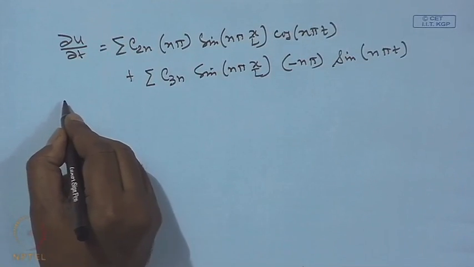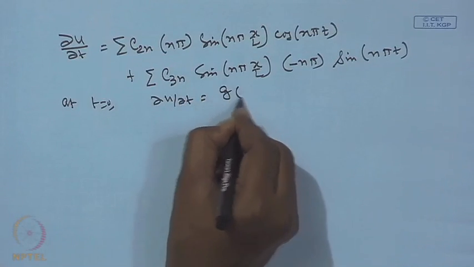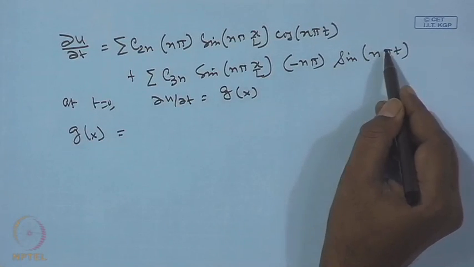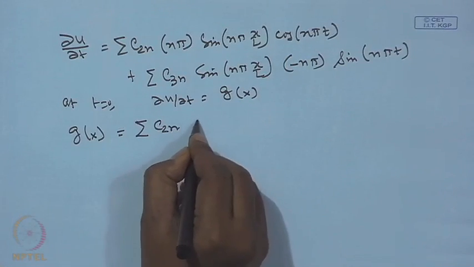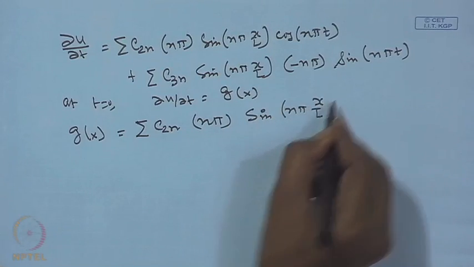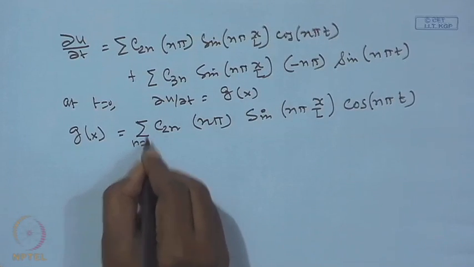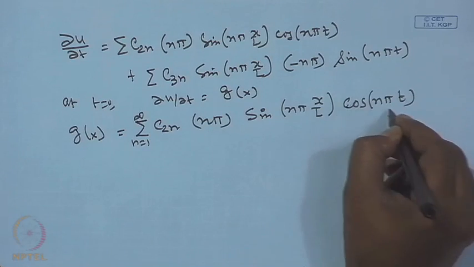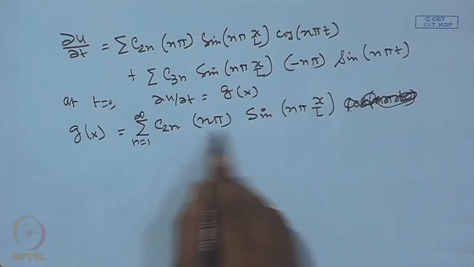Now, we put the boundary condition at t equal to 0, del u del t will be equal to g(x). So, g(x), when you put t equal to 0, the second term will vanish, but the cos 0 becomes 1. So, C2n will survive: C2n nπ sin(nπx/L). Since we are putting t equal to 0, it becomes cos 0, so this cosine(nπt) becomes 1. So, we will be getting this equation.